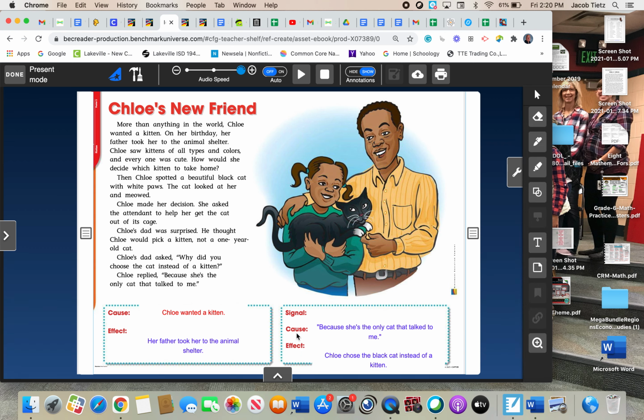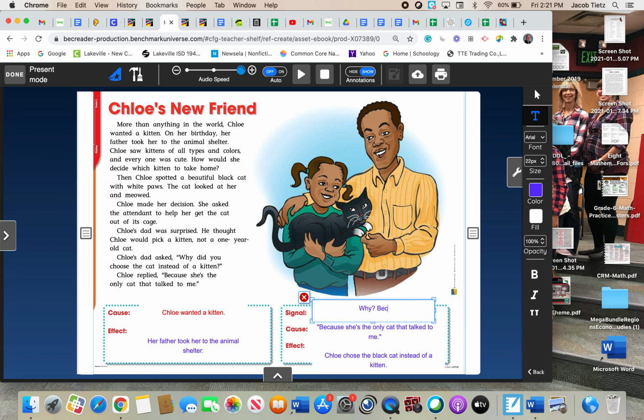Now, this box is different than the first one in the fact that it gives us a signal word. So, a couple signal words that they use in this passage is two of them. And let's list those two words here. The first one came from the question that her dad asked her. And that word was why. And he said, why did you choose that? The answer is going to be our effect, because those are the two words that are our signal words that we can use to find cause and effect.